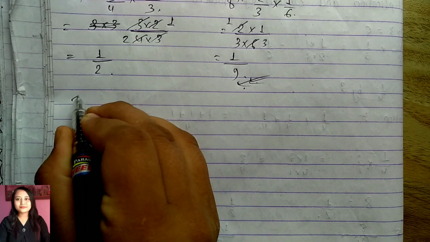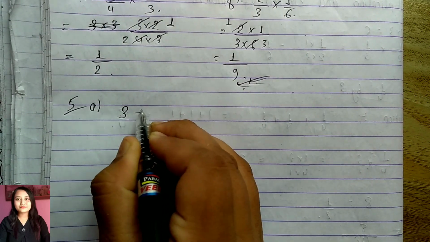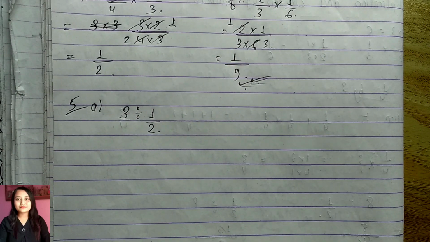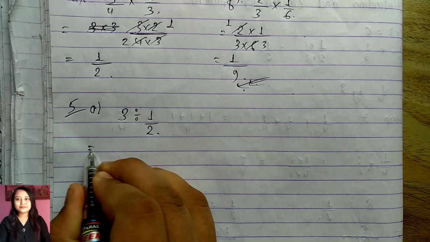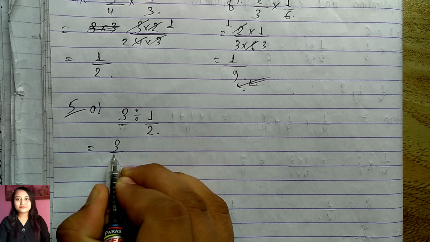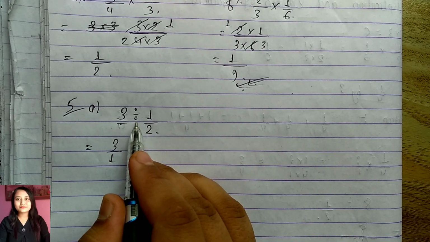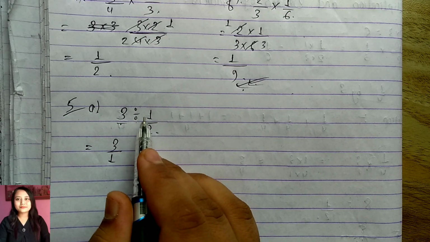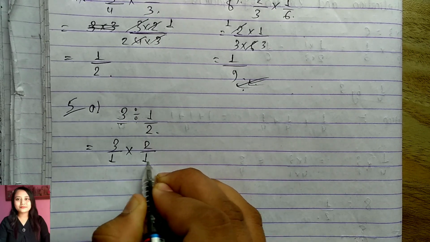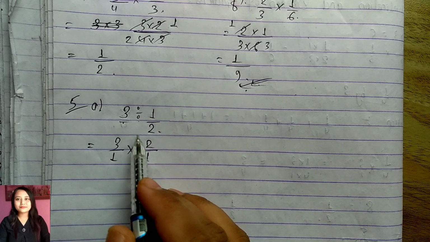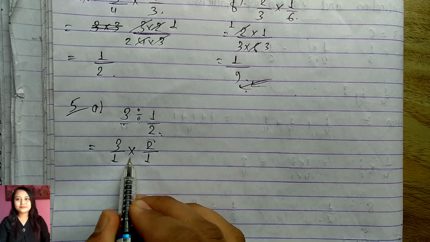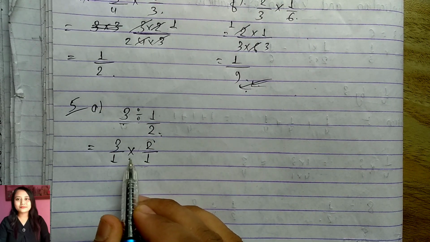So you can see in question number 5a, 3 divided by 1 by 2 is given. Now, as I have said, if there is 3 only and there is no denominator, then we can write 3 by 1. Since here is division, this 1 by 2 fraction can be changed to its multiplicative inverse, 2 by 1. This 2 by 1 is the multiplicative inverse of 1 by 2. And while doing the multiplicative inverse, we have to change the sign.